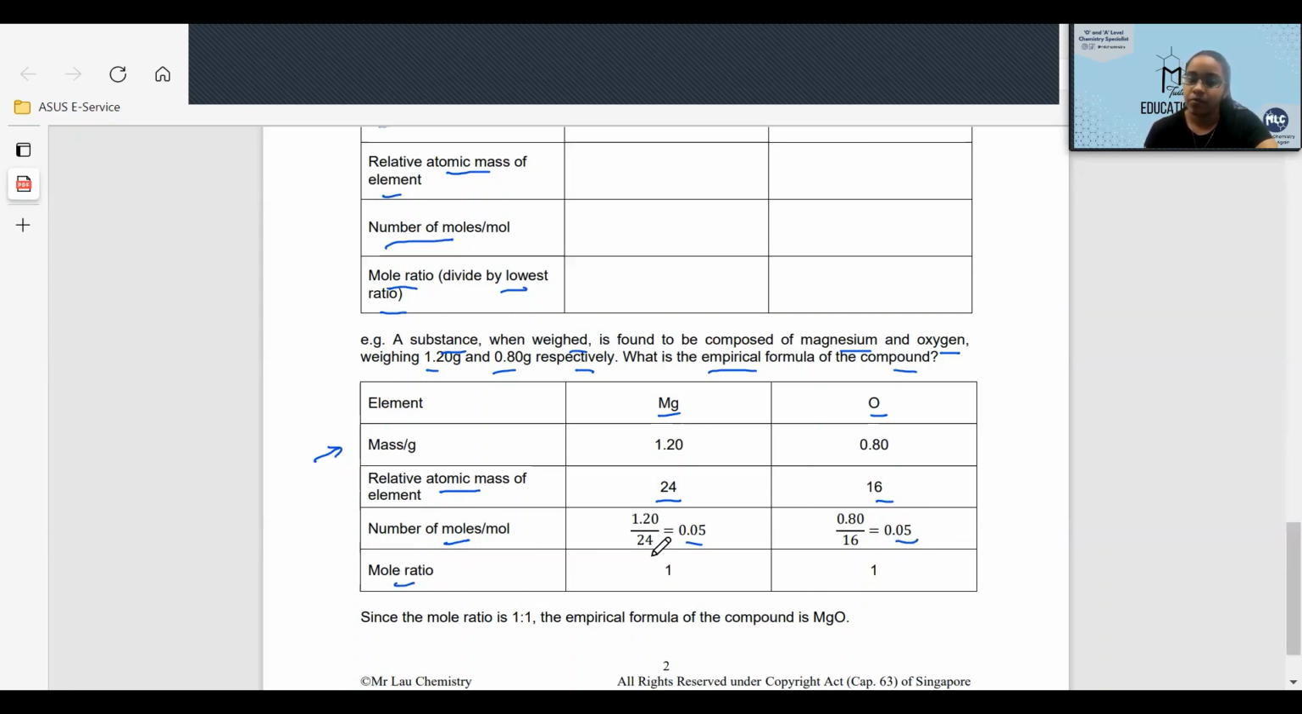To find the mole ratio, it is just 0.05 divided by 0.05, we will get 1. And the same thing for oxygen. So because the mole ratio is 1:1, therefore the empirical formula of this compound is MgO.